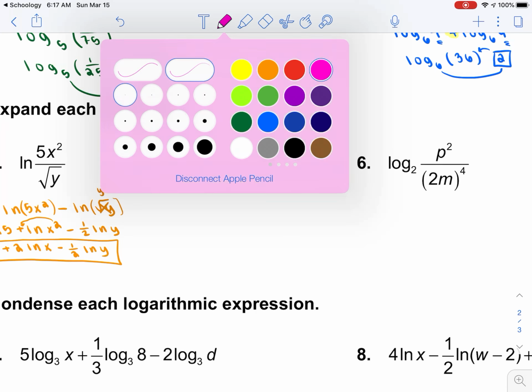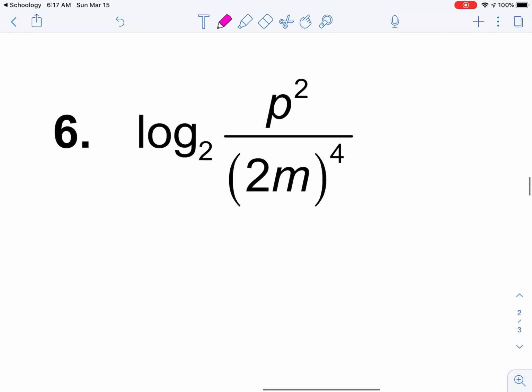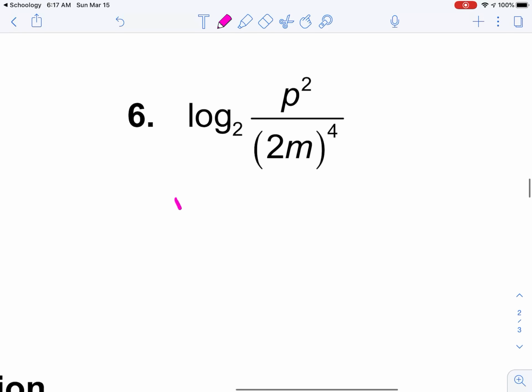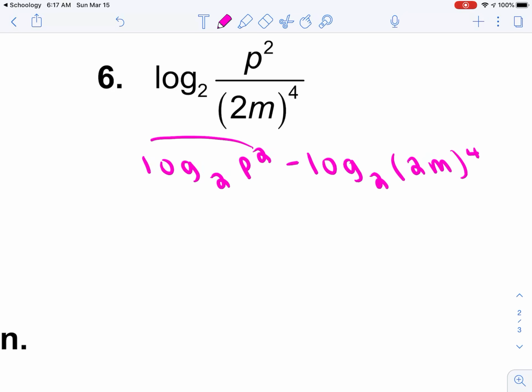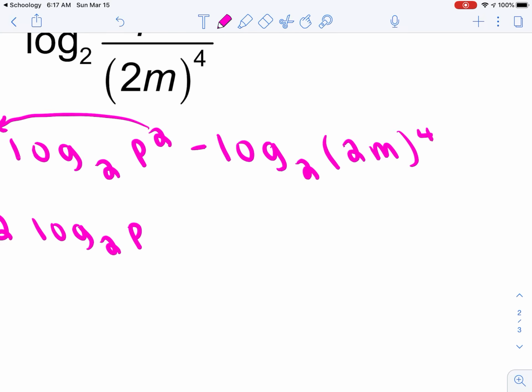The next problem in this set is same idea. You will see that, again, we have this quotient that is affecting all of the terms. So what I'm going to do is start by rewriting this as log base 2 of p squared minus log base 2 of 2m to the 4th power. Now, for the first log, we're okay to move that in the front: 2 log base 2 p. Over here, however, there's something interesting going on. It looks like this 4 is affecting both the 2 and the m.